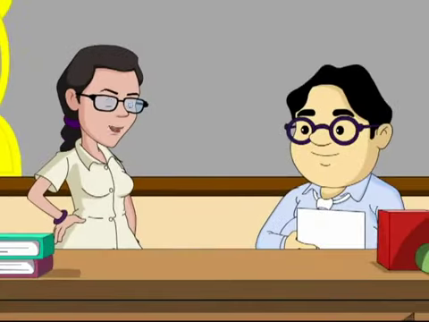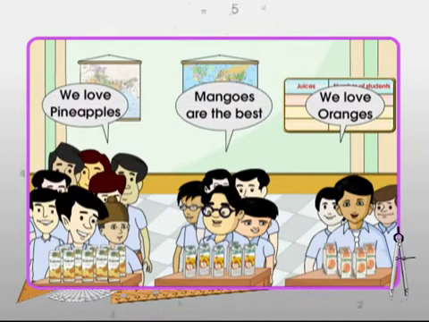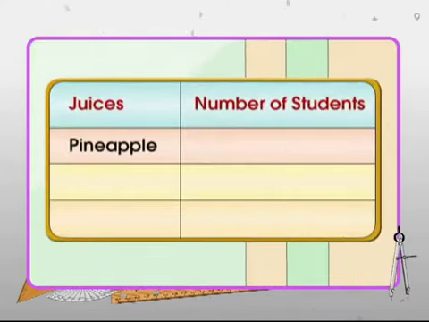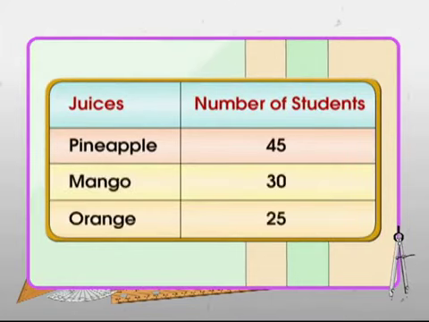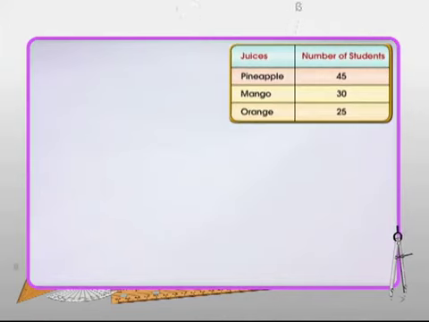And if sweet tooth is what you are thinking of, then here is something interesting for you. Now, it's time to see how pie charts are drawn. Consider this scenario. Students of class 8th of a school were asked about their favorite juice. The result of the survey was then tabulated. Let's represent this data in a pie chart.